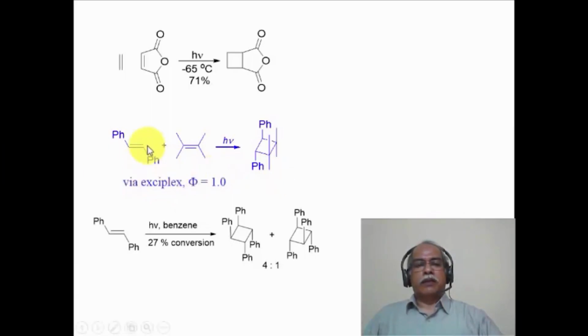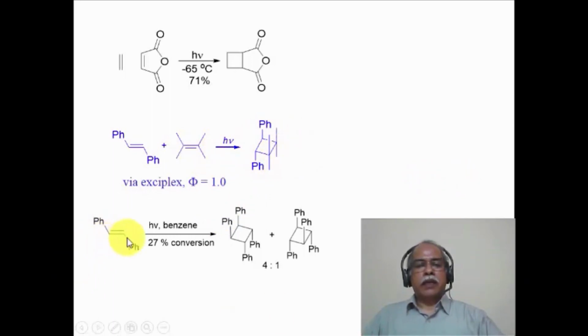In this particular example, this molecule is excited. It goes to the excited state and it forms a complex with the tetramethylethylene, for example, and the complex probably is a sandwich type of complex. It immediately undergoes a cycloaddition reaction to give the cyclobutane formation in this particular case. The quantum efficiency of exciplex formation is nearly 1, and hence the formation of this particular product is also very efficient in this photochemical process.